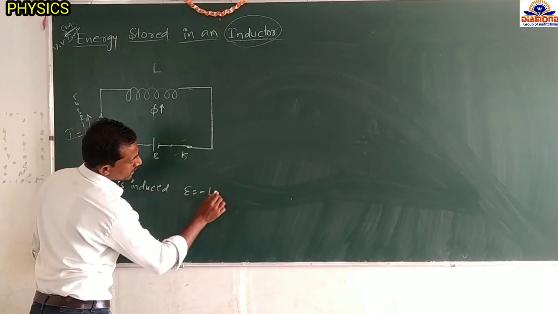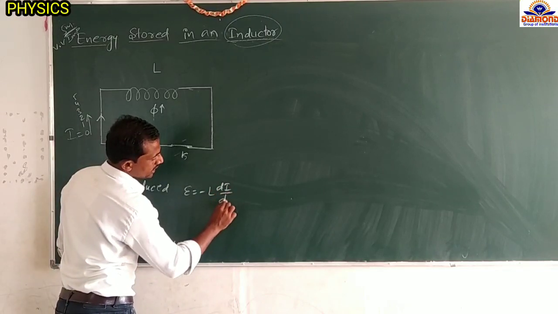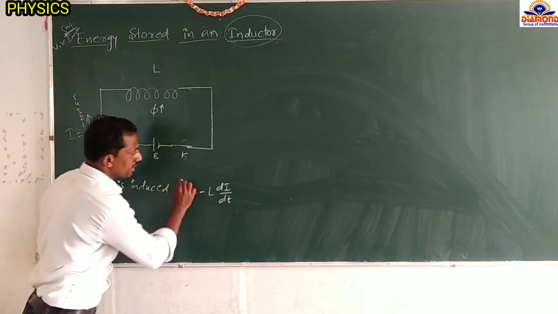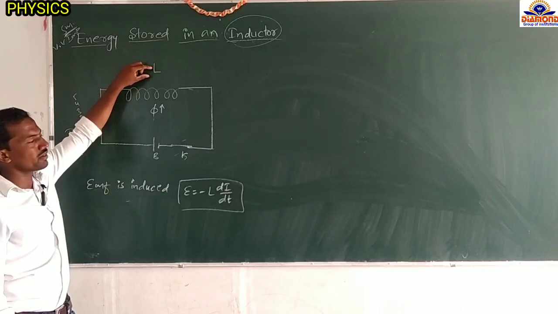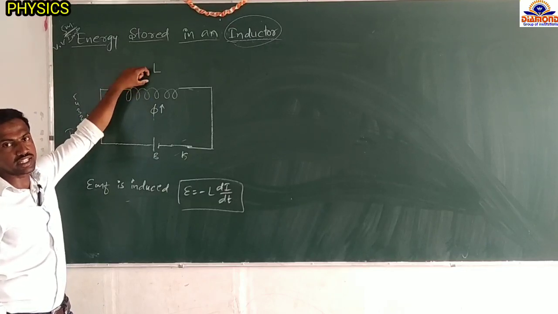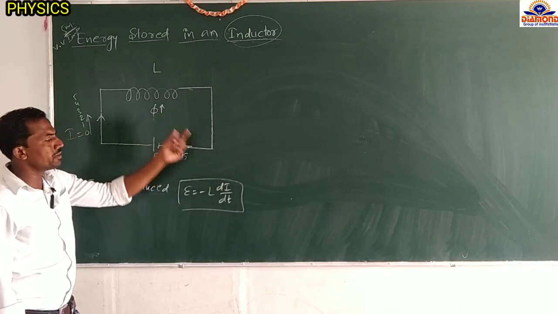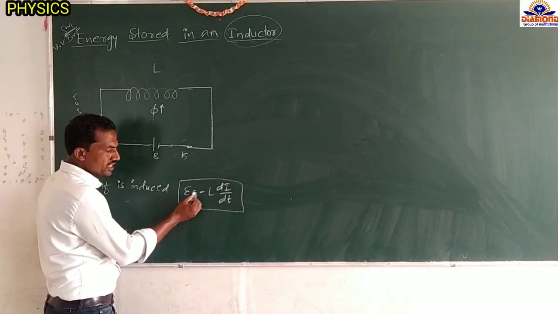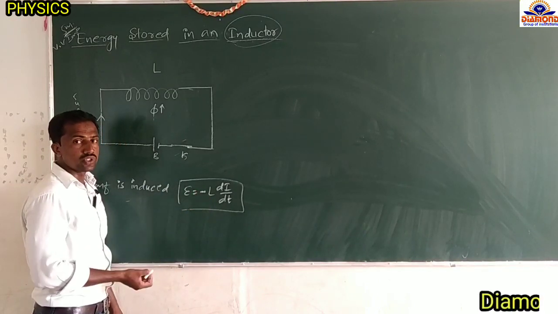E equals minus L di by dt. E equals minus L di by dt. What is L? L means inductor. ये EMF डेवलप हो रहा, किधर डेवलप हो रहा? इंडक्टर में डेवलप हो रहा. That symbol is L. di by dt means change in current by time. This induced EMF always opposes; the negative sign shows that opposition.